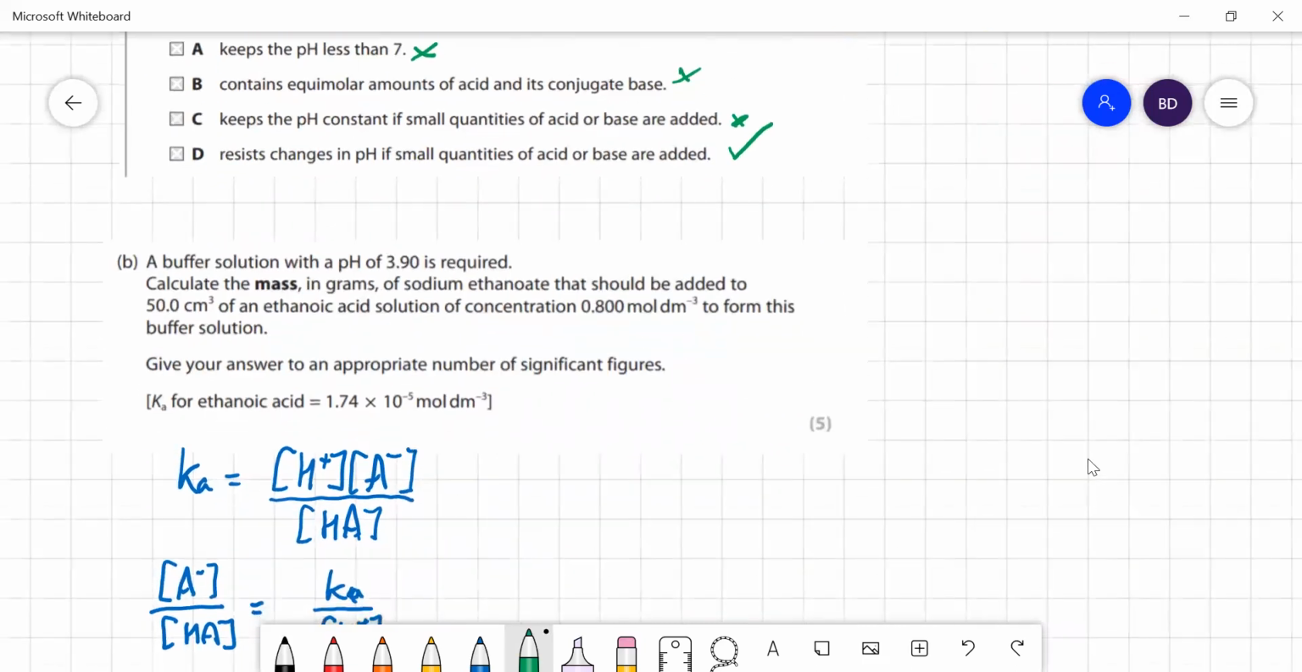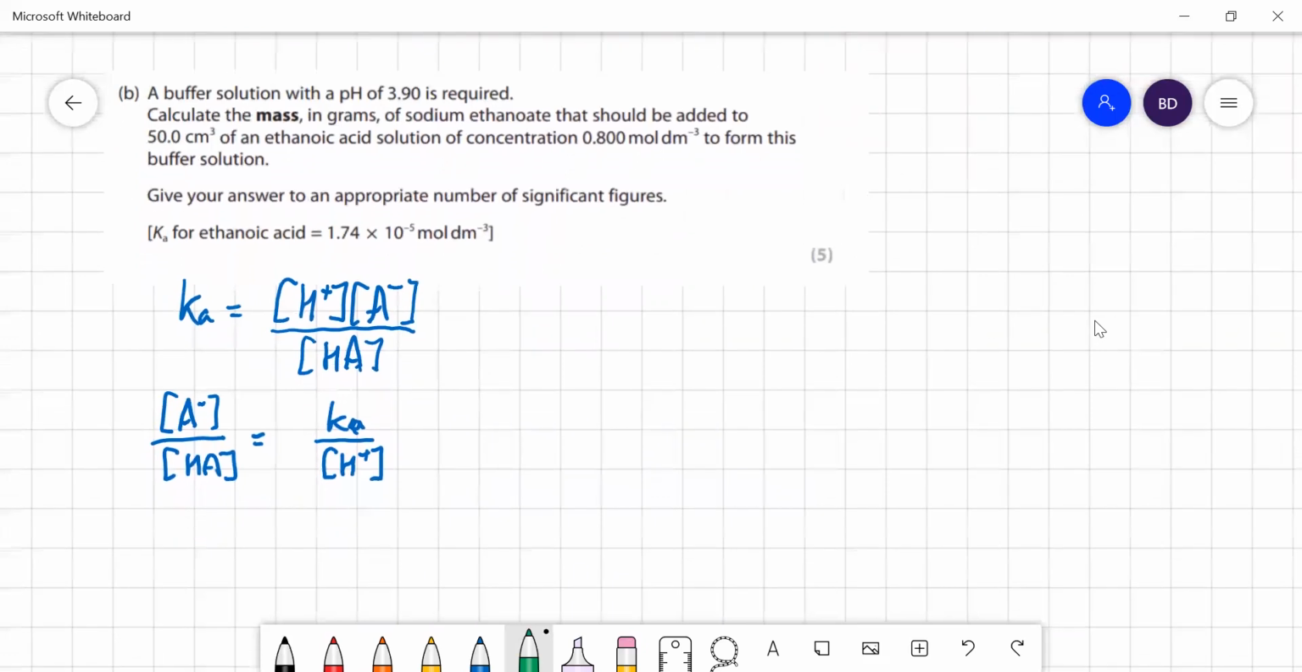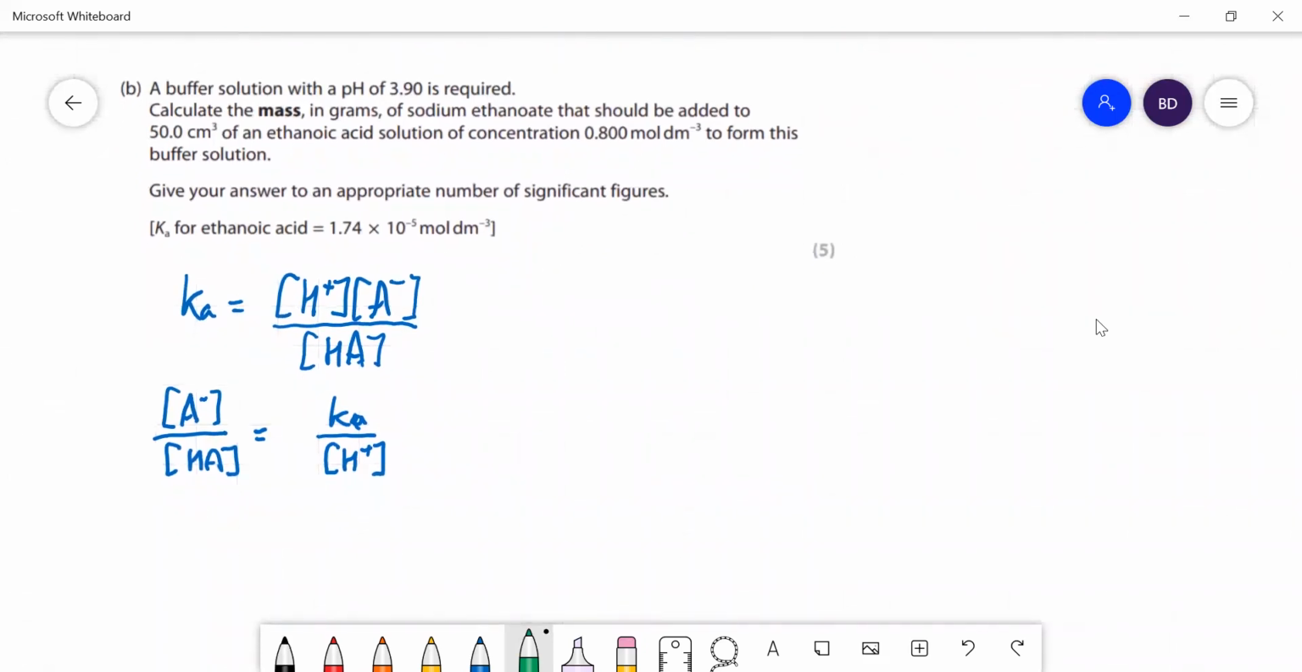Now here's question 5, which is quite a tricky calculation. It's 5 marks. Sorry, question B. Right. You want to make a buffer solution of pH 3.9. Calculate the mass in grams of sodium ethanoate, which I'll write down as Na plus A minus, that should be added to the ethanoic acid, let's write that down as HA, to form this buffer solution.